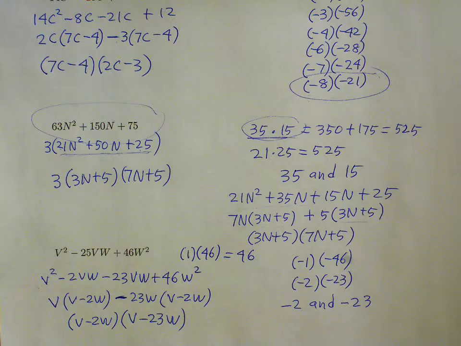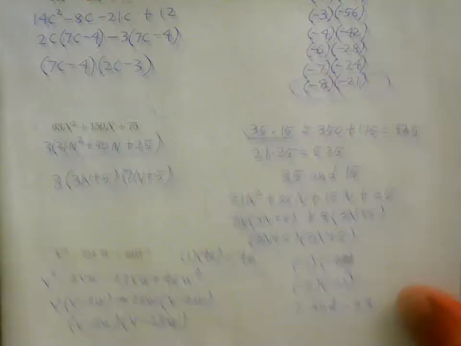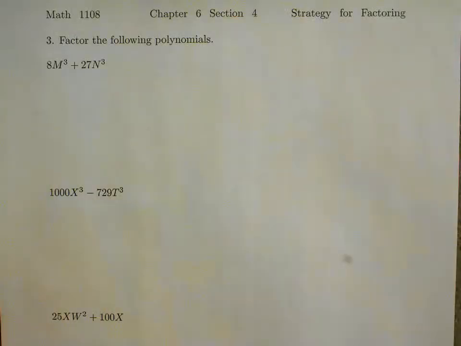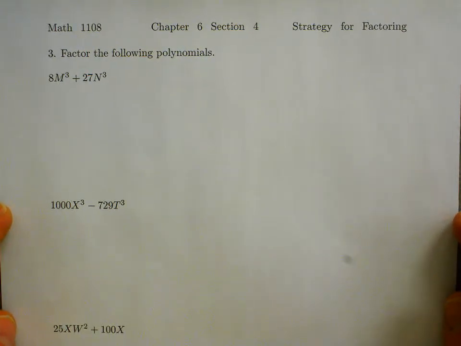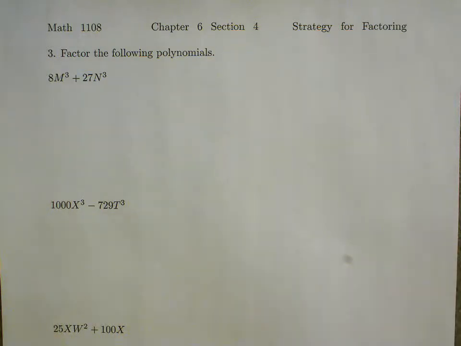Let's move on to the next page. This one, 8m to the third plus 27n to the third. So what do we do on this one?